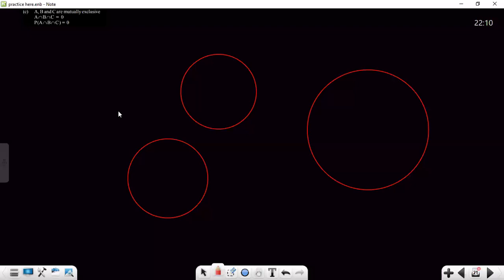So if they do not have anything in common, this is event A, B, C. So events A, B, and C will not be happening simultaneously. The probability of such an event is 0. Clear?